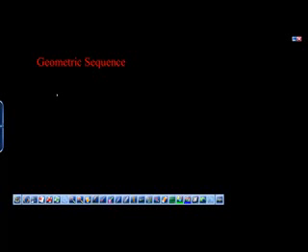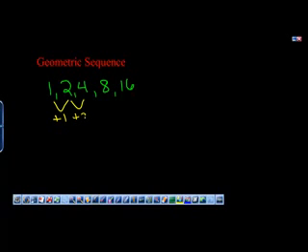Now let's look at something called the geometric sequence. Let's take a look at this sequence of numbers. In the previous lesson, we knew that we should have added or subtracted a number to go from one term to the next. Here, I would add 1 from the 1 to the 2. Here, I would add 2. Here, I would add 4.